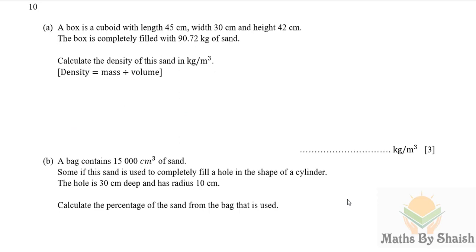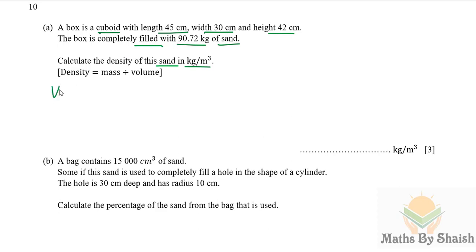Here's the 10th question, A part. A box is a cuboid with length 45 centimeter, width 30 centimeter, and height 42 centimeter. The box is completely filled with 90.72 kg of sand. Calculate the density of this sand in kg per meter cube. So we need to find the density, and density formula is given as mass divided by volume. So all we can do is to find the volume first.